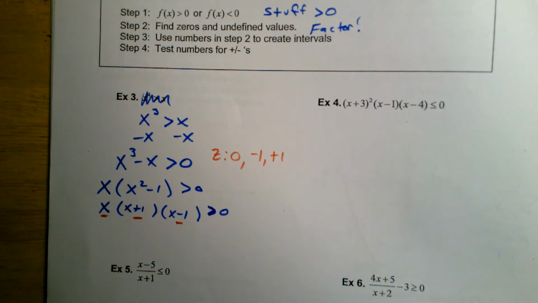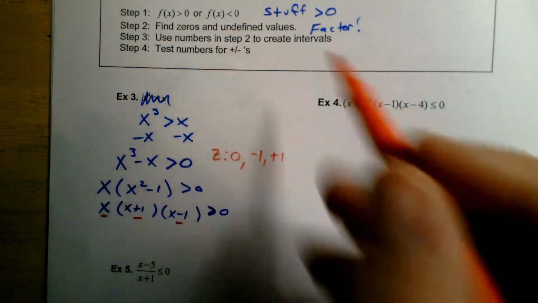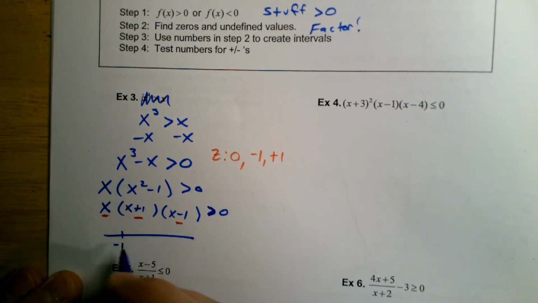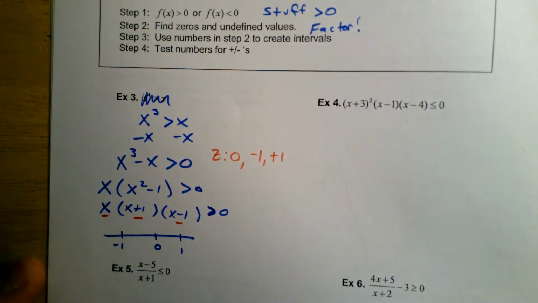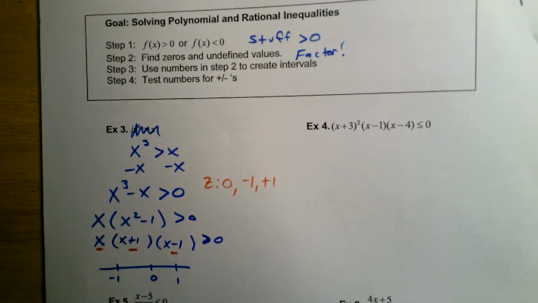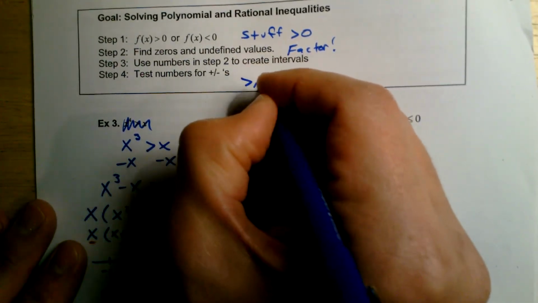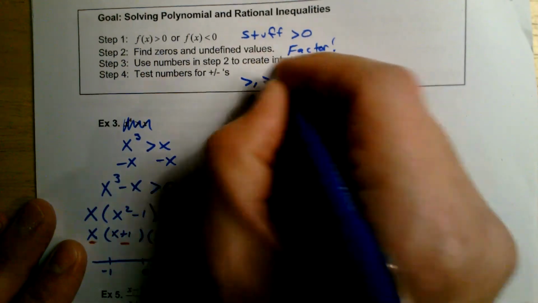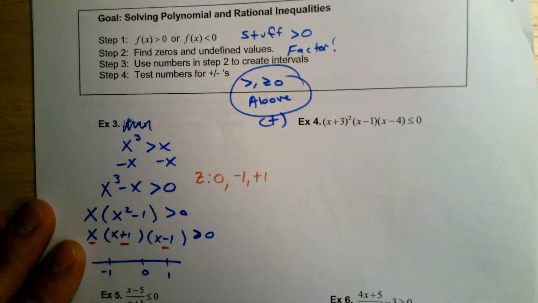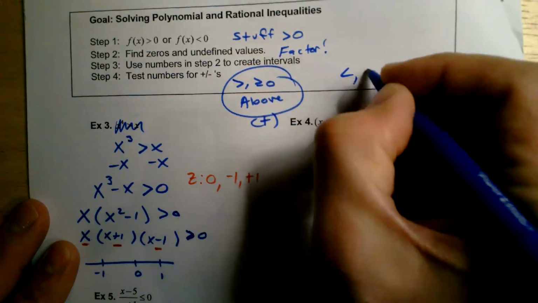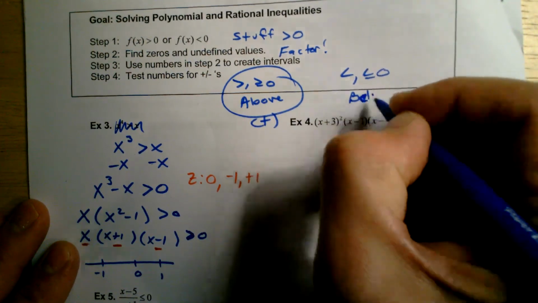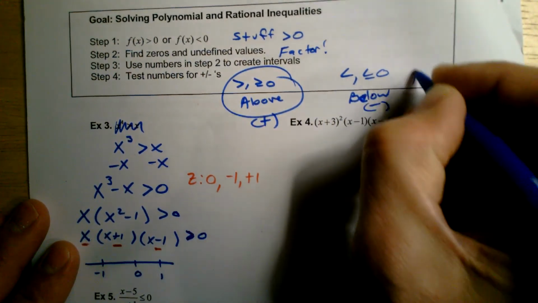Okay. So then use your numbers in step 2 to create your intervals. So I'm going to put this on a number line. So I've got negative 1, 0 and 1. Okay. Then we're going to test for pluses and minuses again from the front. If I have greater than or equal to 0, that's above. That's our pluses. And if I have less than or equal to 0, that's below. That's our minuses.